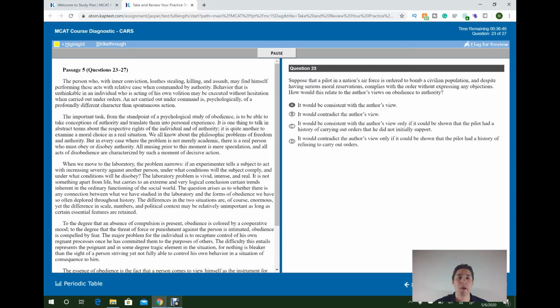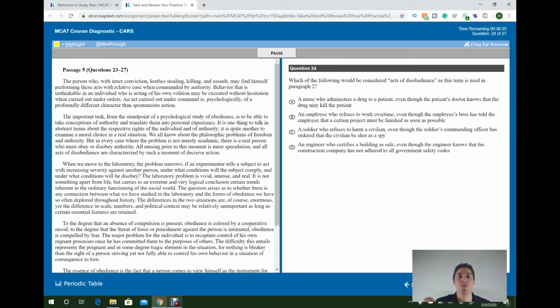Now we're going to go to paragraph 2. And from our question map, we have question 24. We know P2 and we're looking for the word disobedience. So I'm going to go to question 24 and read.